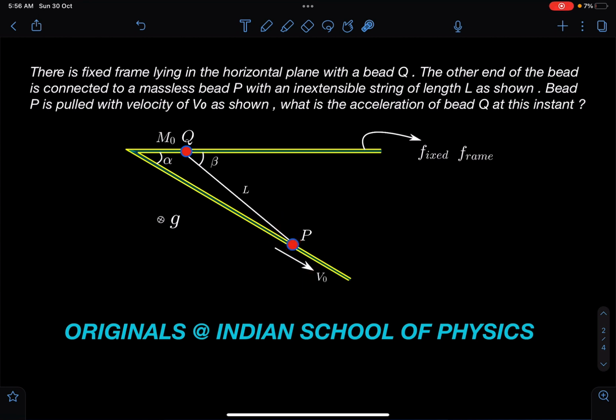And what is the acceleration of bead Q at this instant? So its acceleration they are asking. It is going to be a slightly challenging problem in my opinion. So I'll request you to frame equations for this and I'll be coming up with its solution very soon. And just check if what you thought was right or not, and if your thought process was matching with the correct solution, then kudos to you.